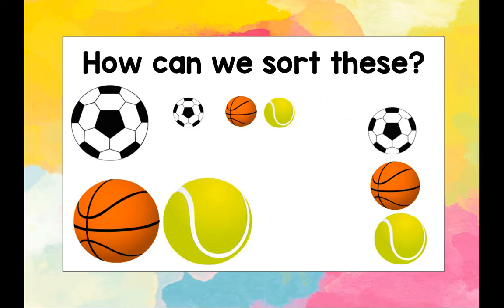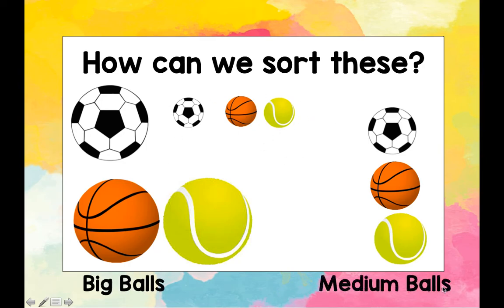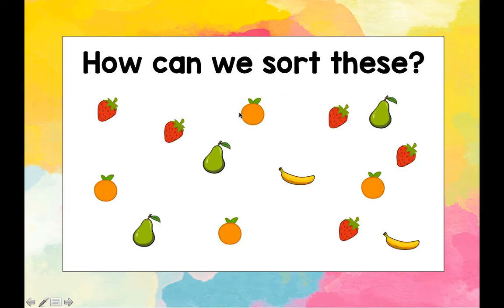Okay, so now we sorted them again. The big balls are together, the medium balls are together, and the little balls are together. So big balls over here, medium balls over here, and small balls are over here.